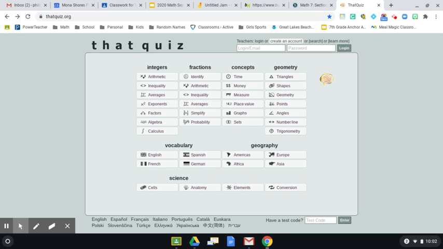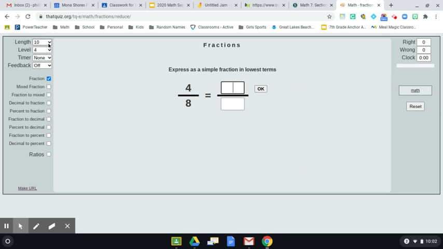And so when you go to thatquiz.org, you're going to go to the fractions column and choose simplify fractions. And we'll do groups of 10 again for the length. We'll do level 3 to start with. And on the left-hand side here, I'm going to have you uncheck fractions and check ratios. And so what you're going to do is basically create equivalent ratios.